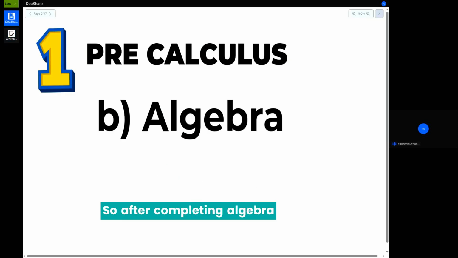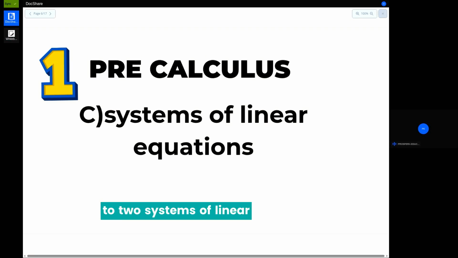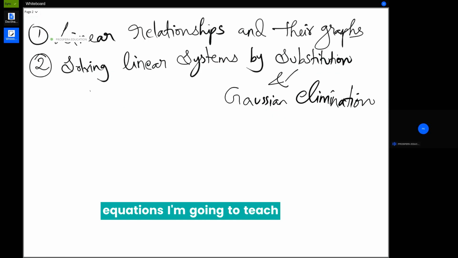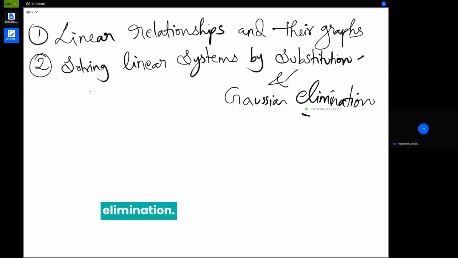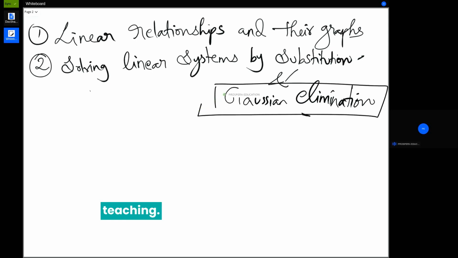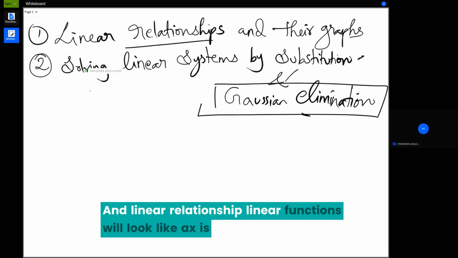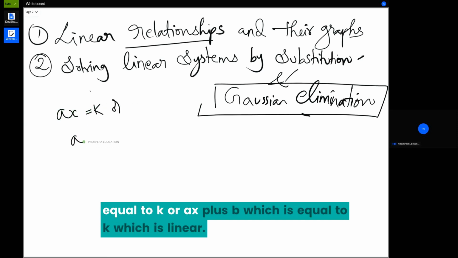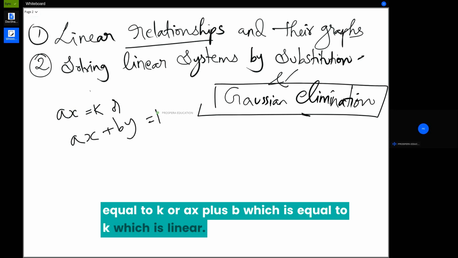So after completing algebra, I'll move to teach systems of linear equations. In systems of linear equations, I'm going to teach linear relationships and their graphs. And we learn how to solve linear systems by substitution and by Gaussian elimination. You might not know what this means, but we're going to discuss in detail while I'm teaching. And linear functions will look like ax = k or ax + dy = k, which is linear, right?